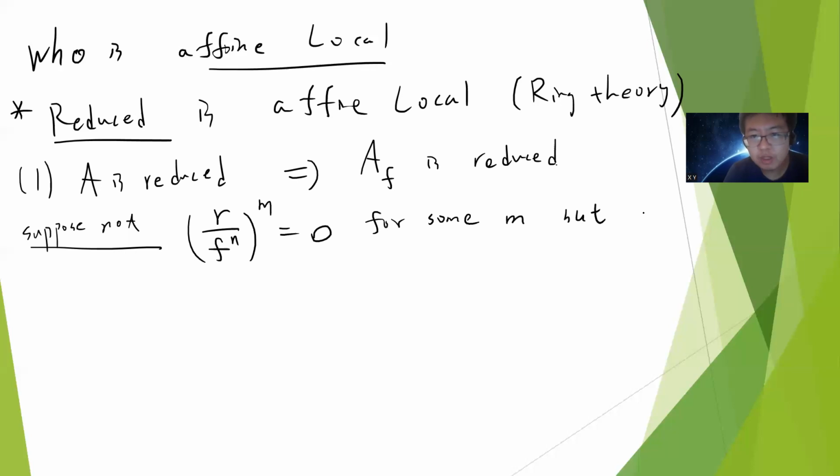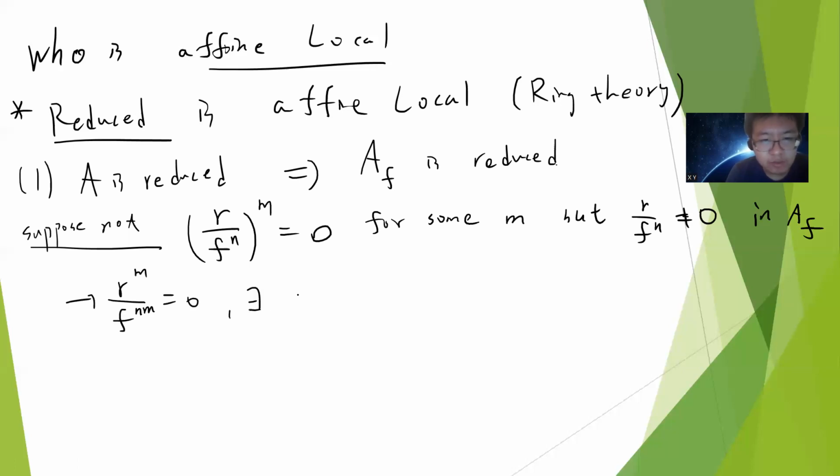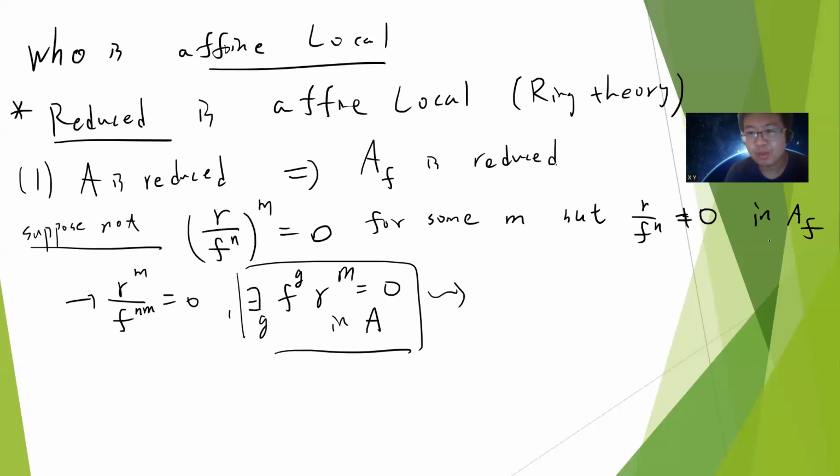But r divided by f^n is non-zero in A_f. So now this tells me that (r/f^n)^m is 0. So this tells me that there is some power f^g such that f^g r^m is 0 in A. You need to remember to write this, otherwise you get stuck, because you're translating between these two different rings.